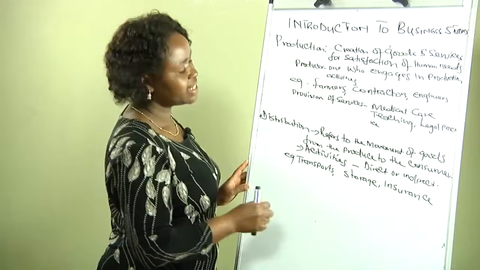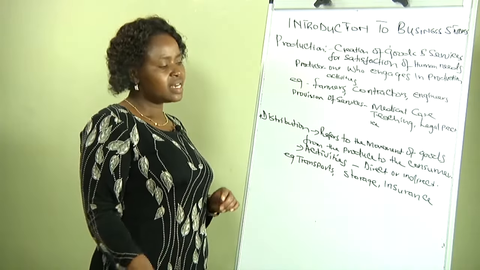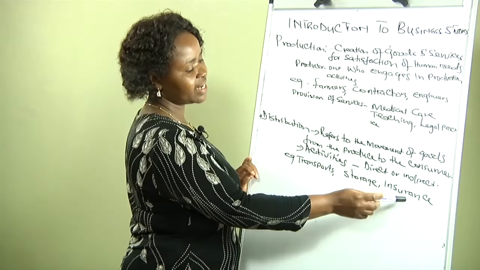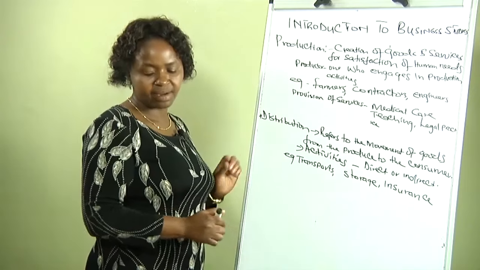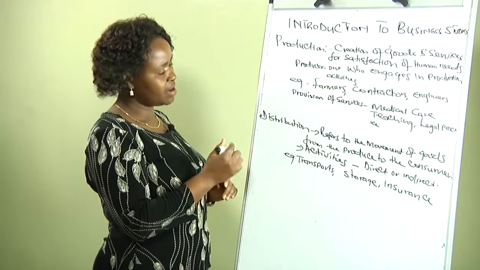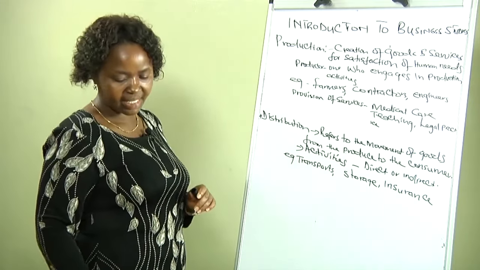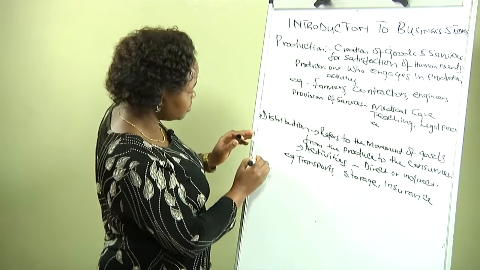Insurance is important in the process of distribution so that in case these goods are damaged, we can have the insurance repaying or replacing the goods. So we have quite a number of activities revolving around the process of the distribution.